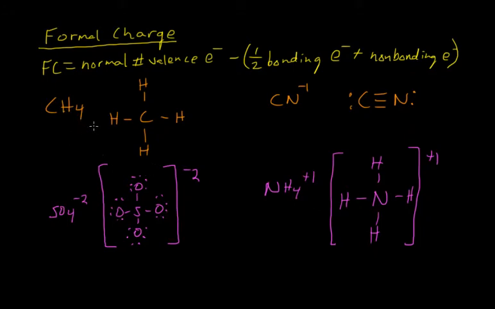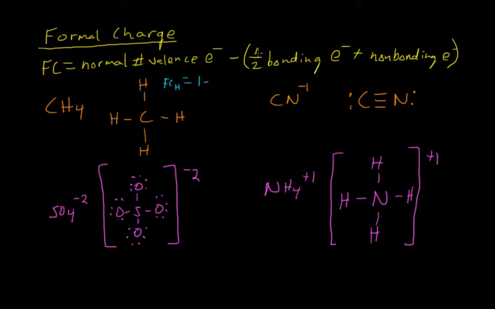The first one is an organic molecule called methane. It is a hydrocarbon. But if we want to go ahead and find the formal charge for the hydrogen, we would do this. So the formal charge, so I'll put FCH for formal charge for the hydrogen, is equal to the normal number of valence electrons that hydrogen normally has, which is 1.